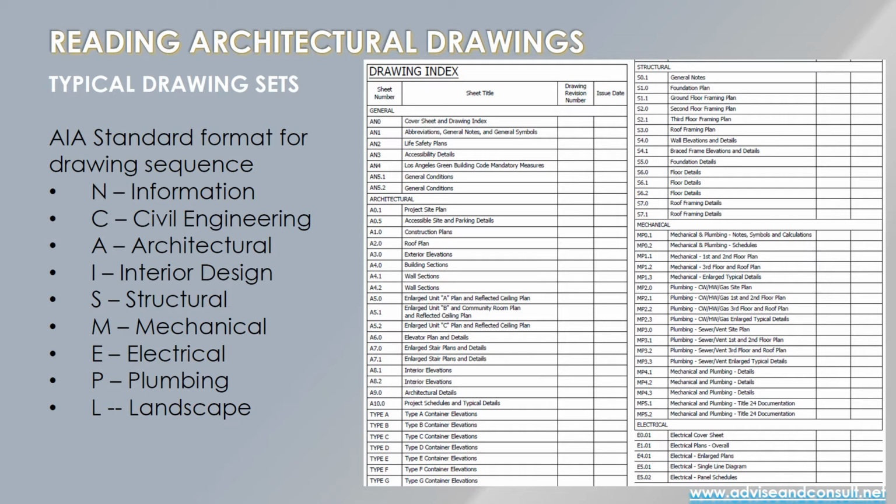C is civil engineering sheets. This particular index that I'm showing here does not include civil engineering, and I'll show you why that is. Architectural, which is the meat of what you folks are dealing with, or interior design, which you spend a lot of time working with as well. And then structural, mechanical, electrical, plumbing, and the poor landscape architects get last place. So any or all of these may be included on any given project.